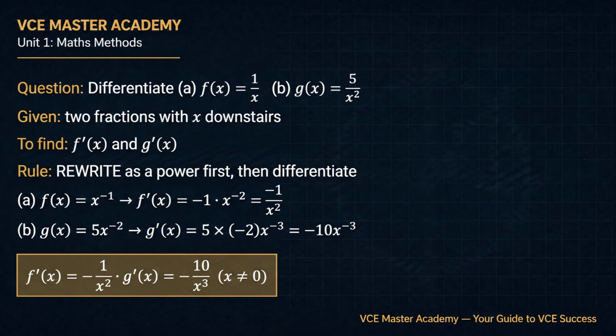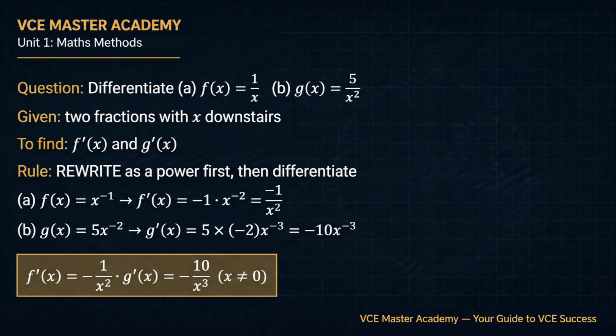Part B. 5 over x squared is 5 times x to the negative 2. The 5 waits, exactly like a coefficient always does. Negative 2 jumps down, power drops to negative 3. Then the 5 multiplies in. 5 times negative 2 is negative 10. Negative 10, x to the negative 3.